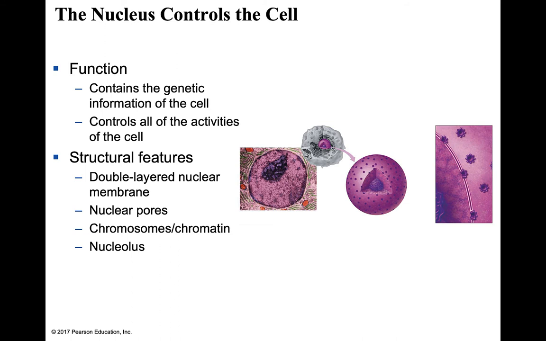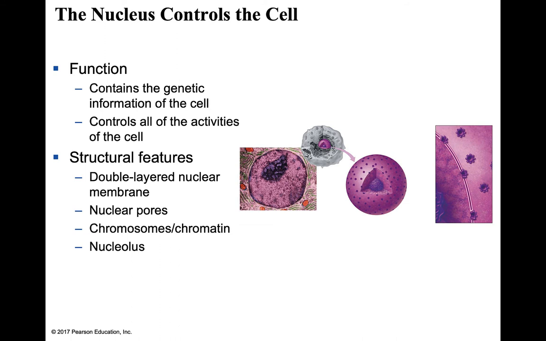Now, it has some distinct structural features. It has its own double-layered nuclear membrane, which separates it from the other organelles found within the cell. It has nuclear pores, so that is how something such as messenger RNA, which is produced within the nucleus, will actually leave the nucleus and make its way to the ribosomes. And also, we're going to see the genetic material itself, the chromosomes, chromatin, and so on.